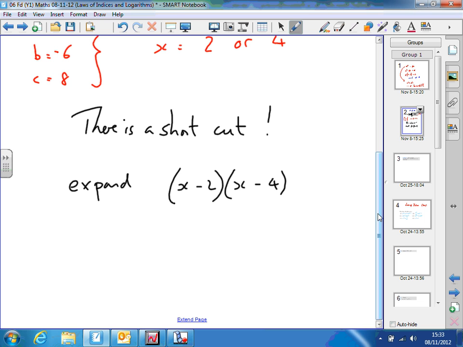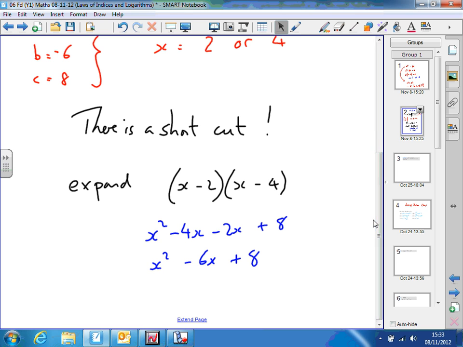Right. Yeah, okay. So you got me there very quickly. X times x, x squared, minus 4x, minus 2x, minus 2 times minus 4 is plus 8. And if I combine these two, I get x squared minus 4x minus 2x is minus 6x plus 8. As Warren says, we get back to the one we had at the start. Okay. However, what do we do to do that?